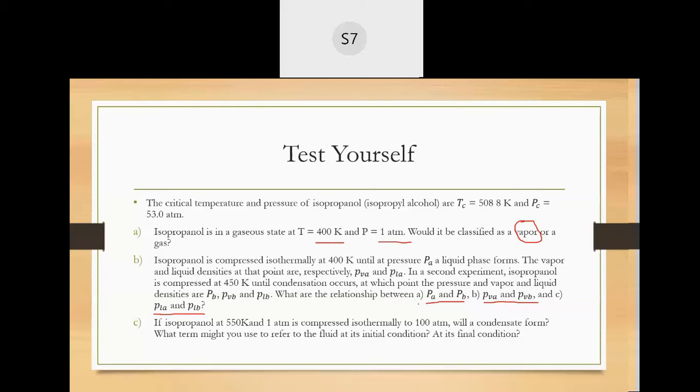So if you refer here, PA is the difference between the first and second experiment. PA has the smaller pressure than B. For the vapor density, you have no idea because we don't know the answer. For C, the density of the liquid phase at A is higher than B.